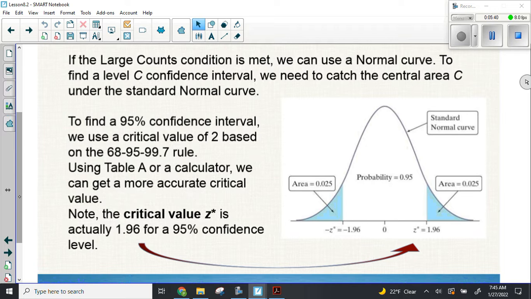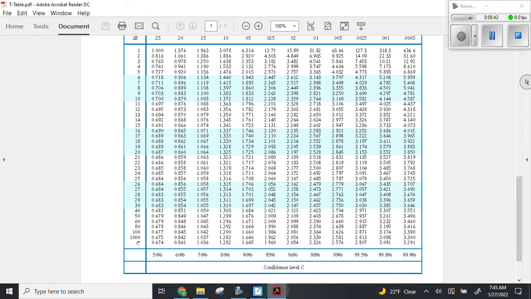I prefer to look for it on your T table. We'll talk about a T distribution here in a little bit. So ignore everything up here. What we're looking at is this bottom row, and then the Z star value that corresponds. So you'll see then for 95% confidence, we use a Z critical value of 1.96.